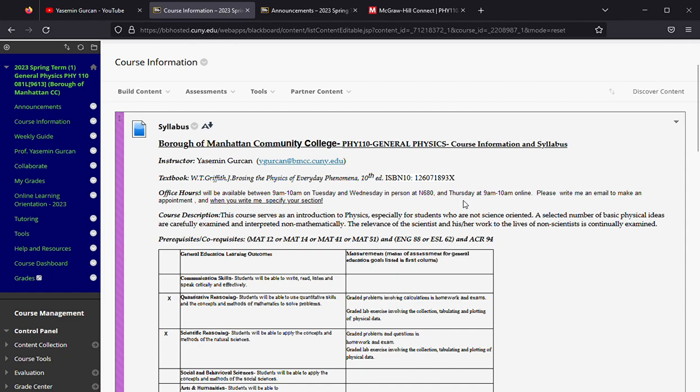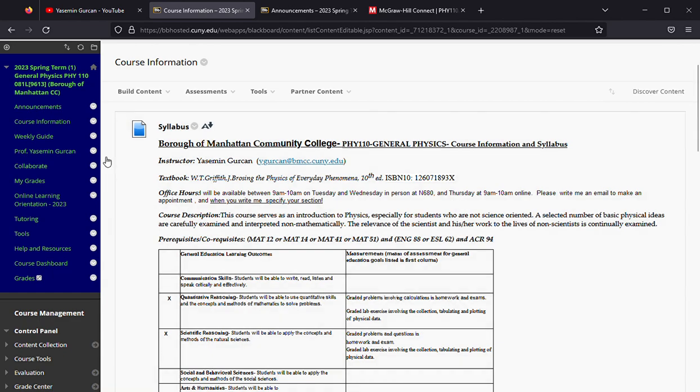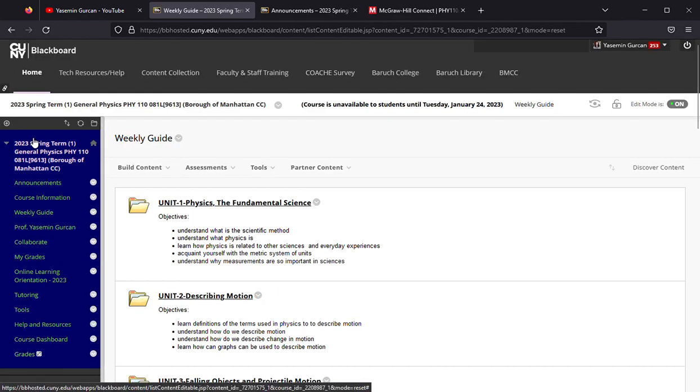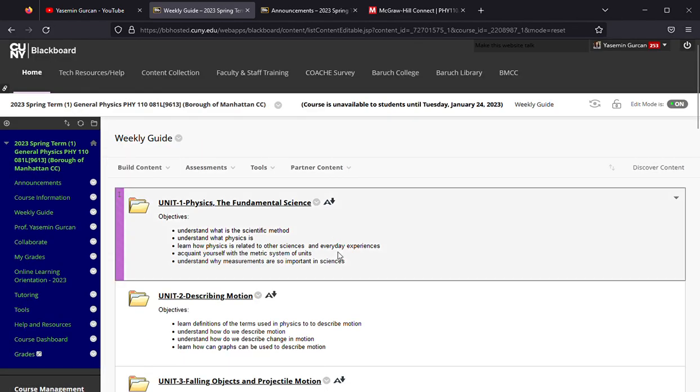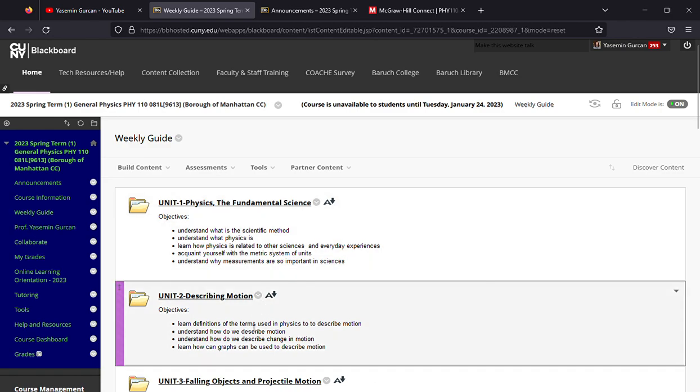So this online section of Physics 110 is designed in a way that the lectures are asynchronous, which means that the student is going to be going over the material that is provided here on the weekly guide. So I created 1 unit per week. So I want you to go over everything you have under these units, 1 per week. So unit 1 is for first week, unit 2 is for second week.